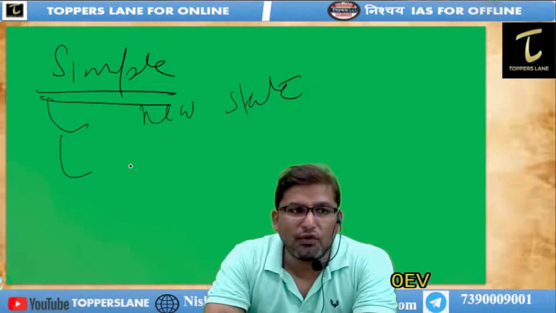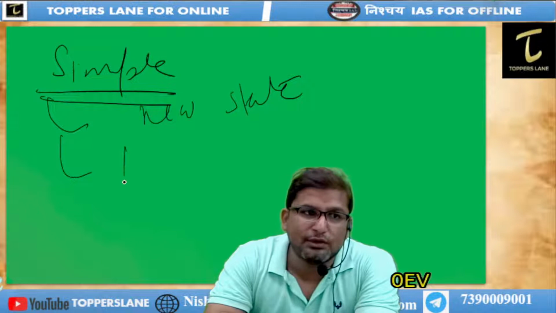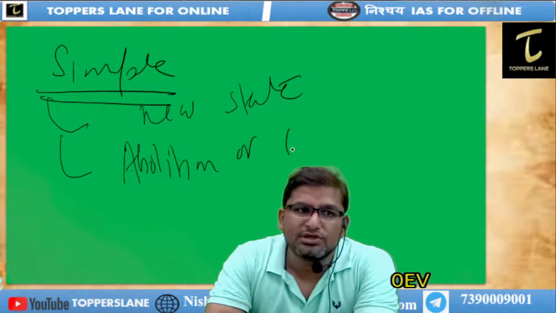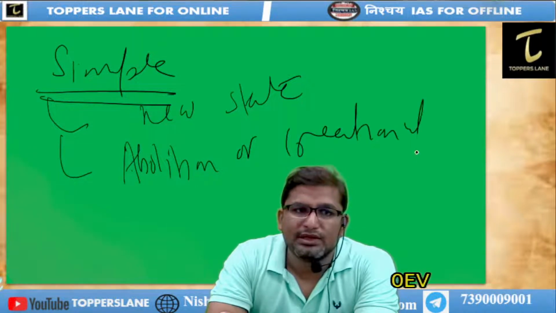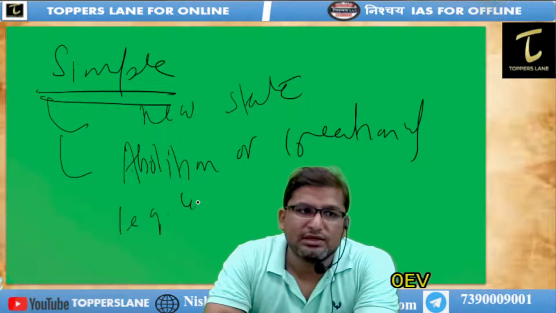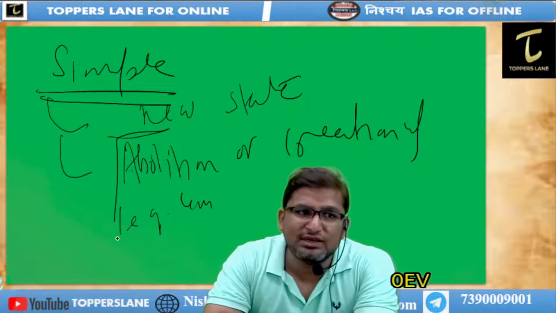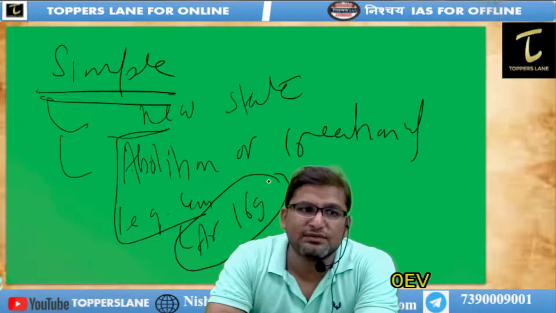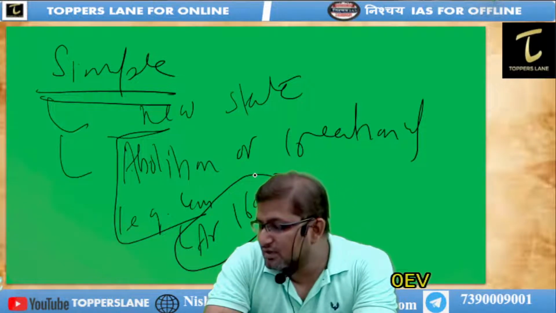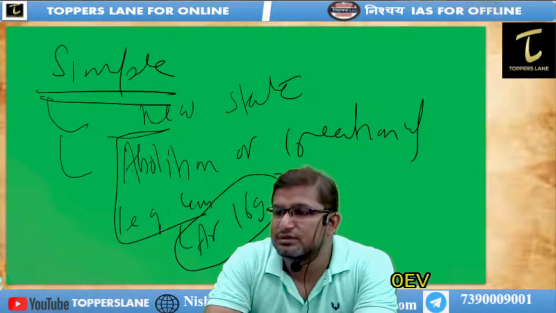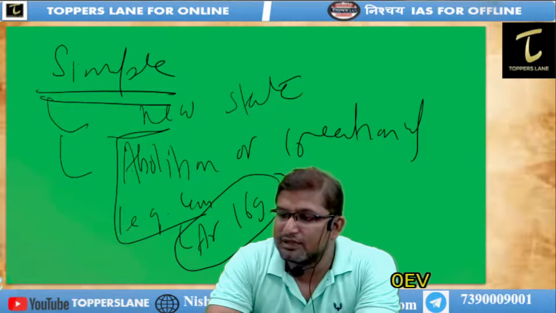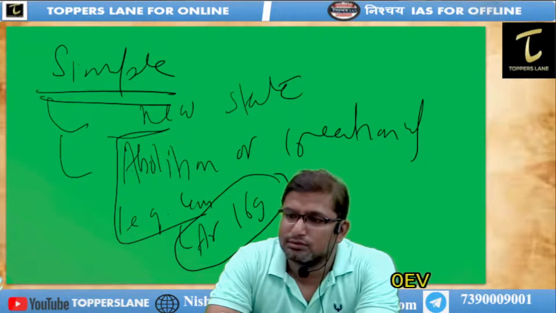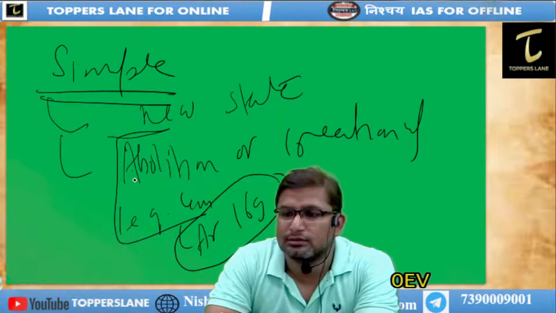Then, if you want to abolish or create a legislative council, abolition or creation of legislative council, this is given in Article 169, asked by UPPSC multiple times: which article deals with the abolition and creation of the council of state. So write down in front of that point Article 169 in your notes or in your booklet. It is given in Article 169. Clear?